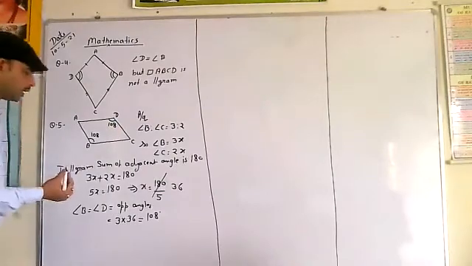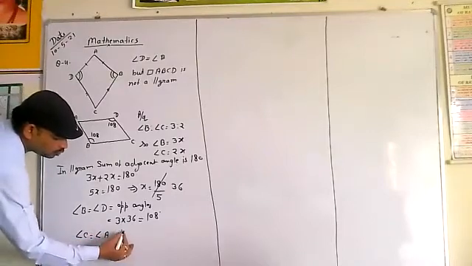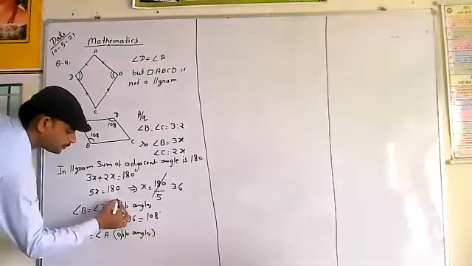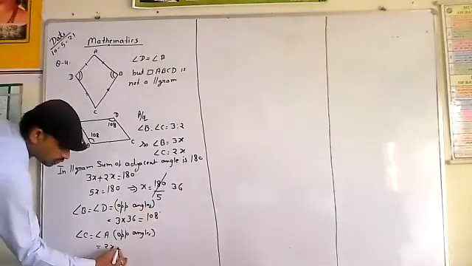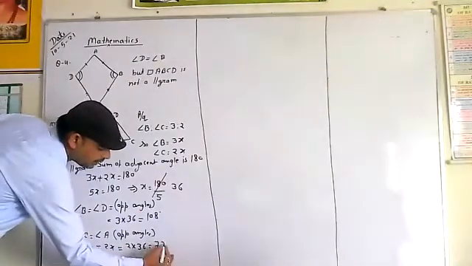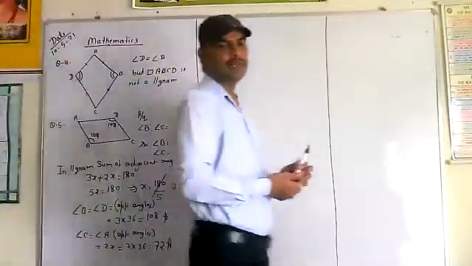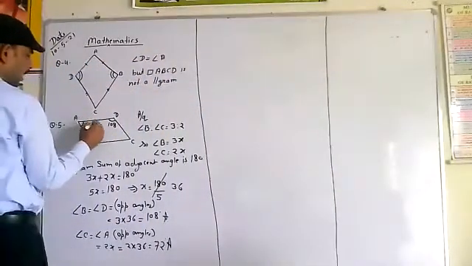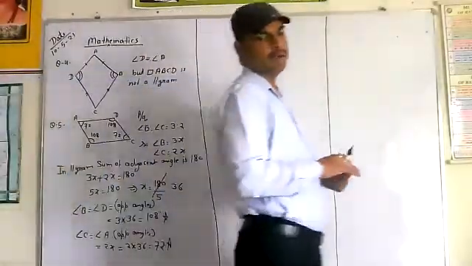And angle C is equal to angle A. This is also a pair of opposite angles. So that is equal to 2x. Here 2 into 36 is equal to 72 degrees. The angle A is also 72 degrees. Angle C is also 72 degrees. These four angles we found.